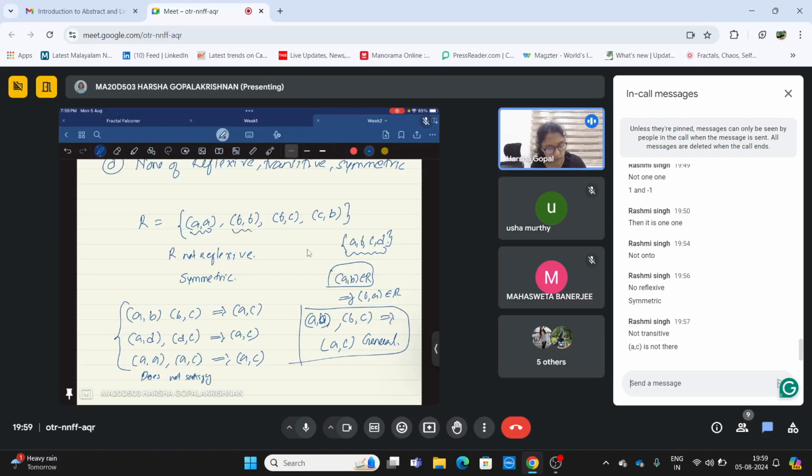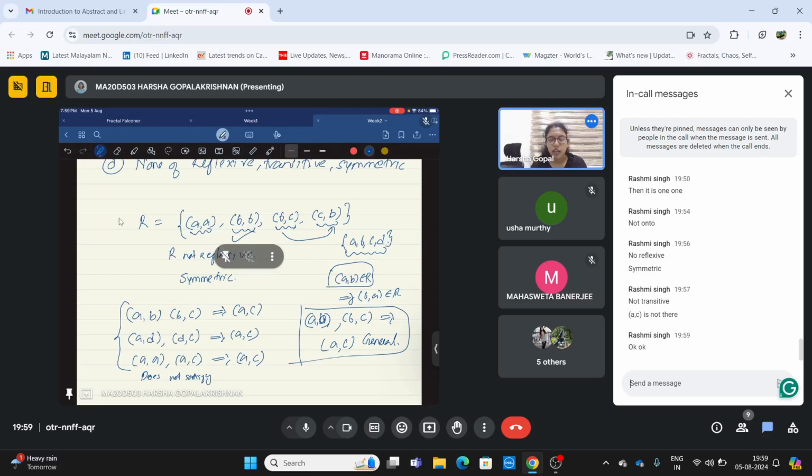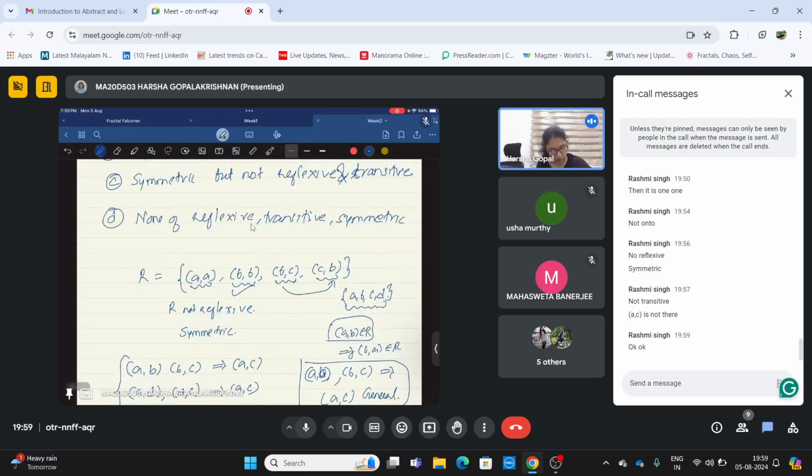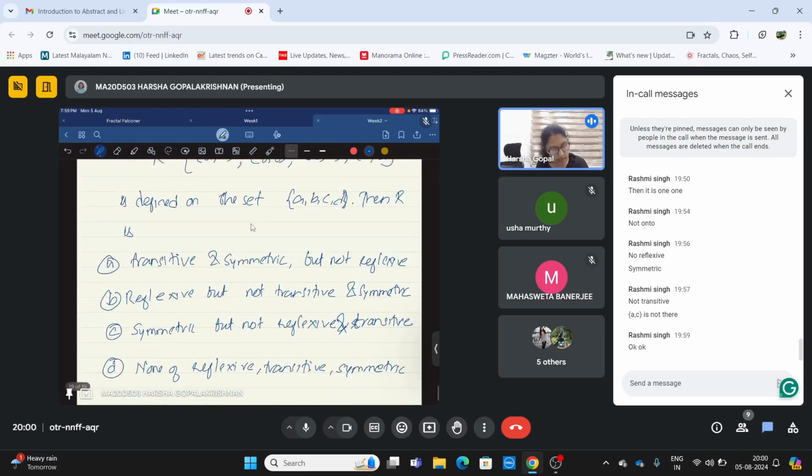Here also BB is there and BC is there, so BC should be there. Okay, BC is there, correct? In the same way, BC is there, CB is there, so BB should be there. Yes, BB is there. In this way you can check among all the elements. If we check all the possibilities, we can see it is transitive. This condition is satisfied. So what we got: it is symmetric, transitive, but not reflexive, correct? Transitive and symmetric but not reflexive. This is the correct answer.